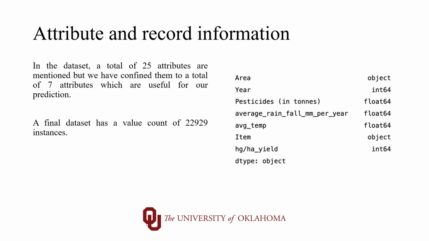After merging the dataset, we have a total of 25 attributes, and from that we have retained 7 attributes. Area is one of them, then year, pesticides, average rainfall, temperature, and item, nothing but type of crop, and hg/ha yield. So basically we are representing yield in the form of hg/ha. In this we have 2 categorical and 5 numerical values.